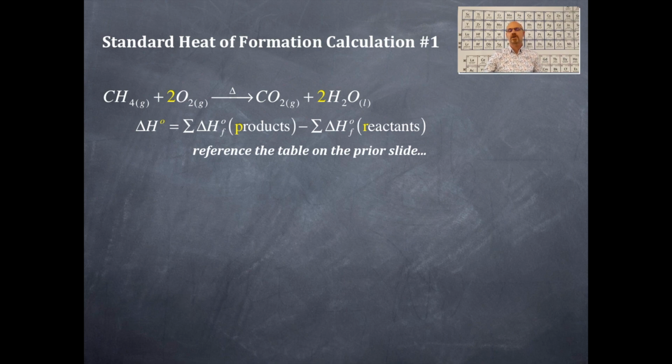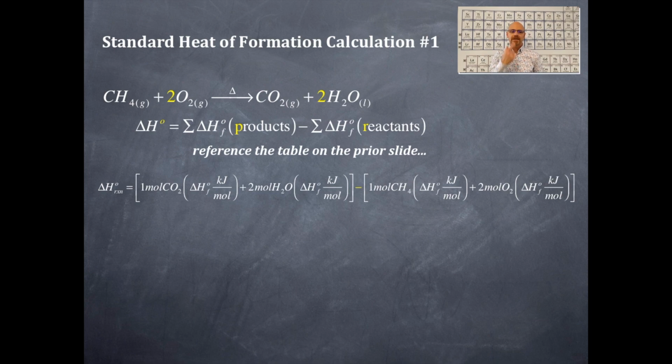Hopefully you know what the products are, you know what the reactants are. The products are carbon dioxide and water. The reactants are the methane, that's the CH4, and the oxygen. Okay, so I've included that all in here. So it's products minus reactants. You should see the delta H naught for the reaction is equal to 1 mole of carbon dioxide, that's the stoichiometric coefficient, times the delta H naught of formation for the carbon dioxide, plus 2 moles of water times its delta H naught of formation, and that's in kilojoules per mole. You should see that the moles are going to cancel out here. I'm going to have kilojoules. Then there's a minus sign between the products and the reactants, and then it's 1 mole of methane and its standard heat of formation, plus 2 moles of oxygen and its standard heat of formation.